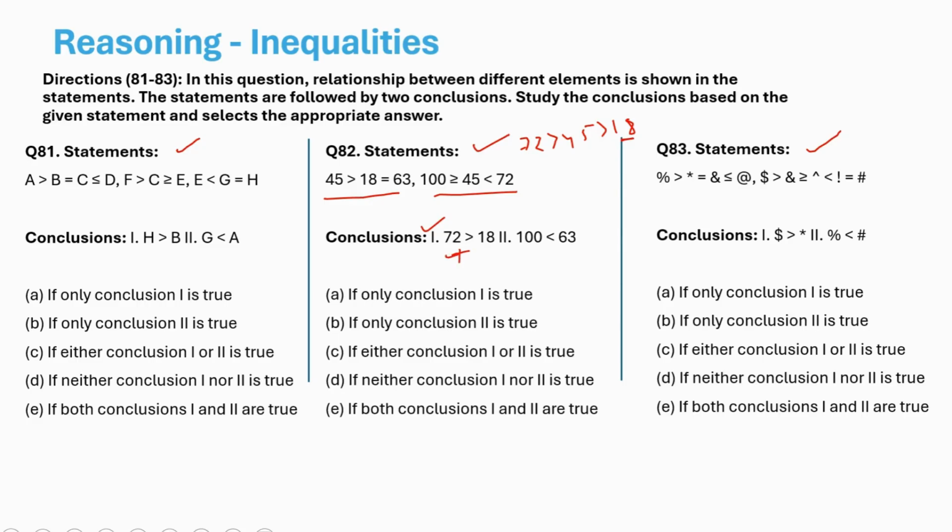Similarly, 100 is less than 63. So 100 is greater than or equal to 45 and 45 is greater than 63. So 100 is greater than 63, not less than 63. So this second conclusion is false. So for question number 82, only one conclusion is true.